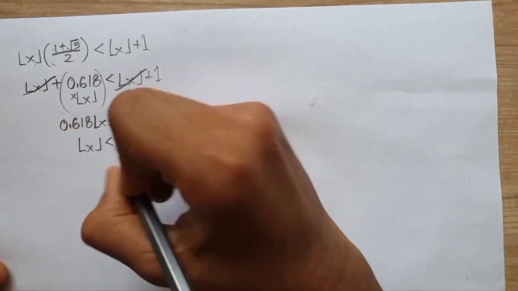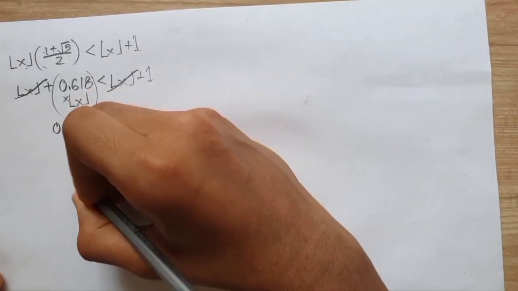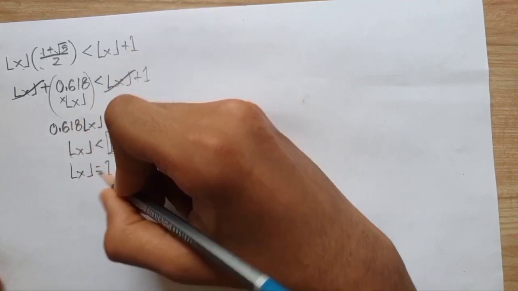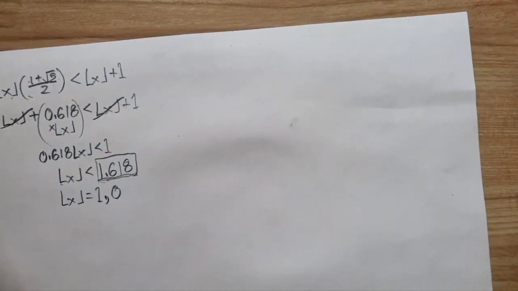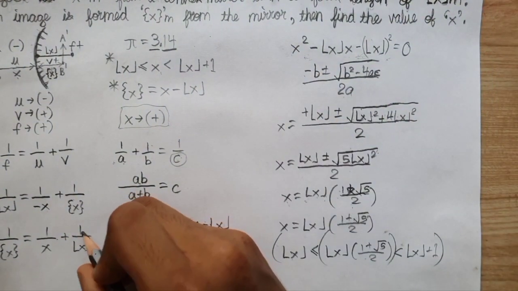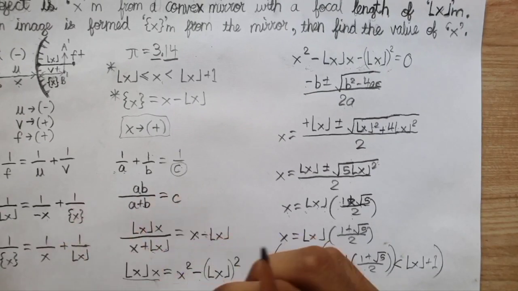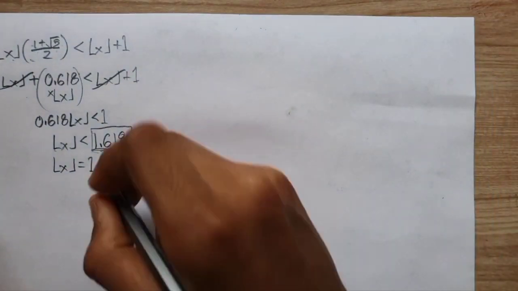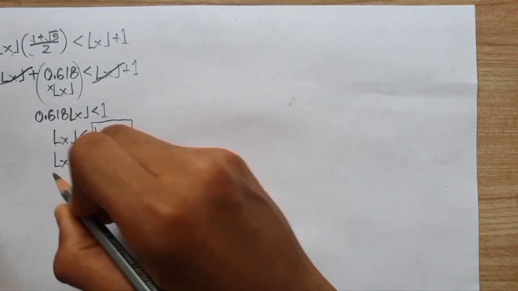So, since floor of x should be a positive number, the only option is floor of x is 1. Or it could also be 0, because if floor of x is 0, x still has a chance to be positive. However, according to this equation over here, 1 by floor of x gives us 1 by 0, which we can't use here. It won't make sense. We have 0 in the denominator there, so the only option is this.